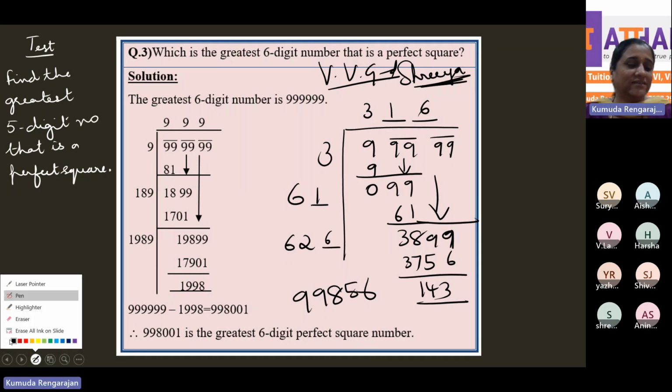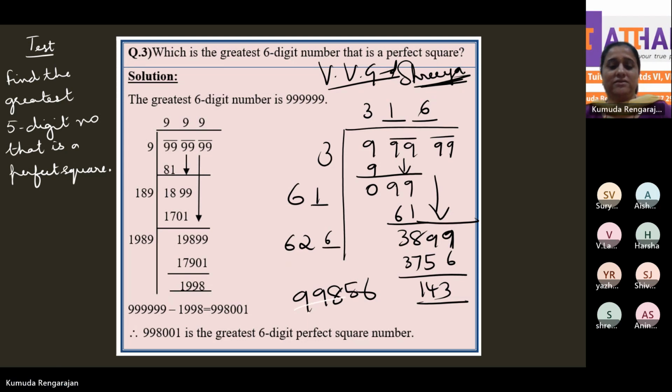Yes, children. So she's right. This is the answer. The required 5-digit number that's a perfect square is 99,856. Correct? All of us get that? Yes, ma'am.